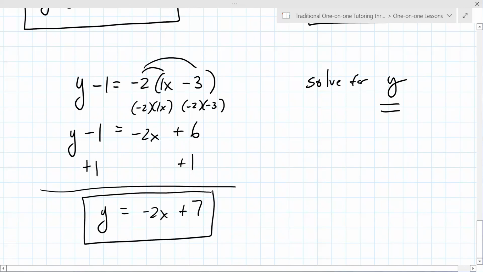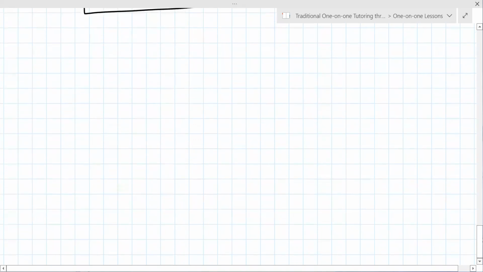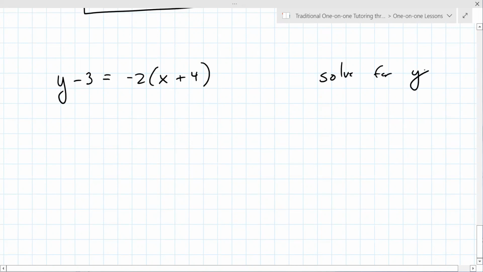All right. Okay, so we'll look at another question, but it's the same steps. You're going to solve for y, but this is the final. So let me give you one here. Let's go y minus 3 equals -2x plus 4. Okay, and our goal here is to solve for y.